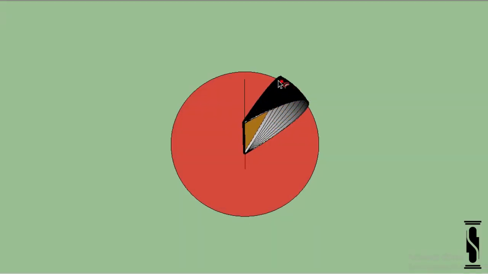A sphere is a solid generated by the revolution of a semicircle about its diameter as the axis, and the midpoint of the diameter is the center of the sphere.